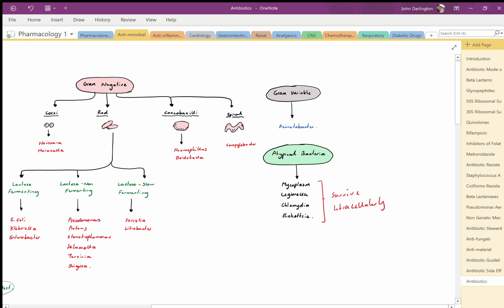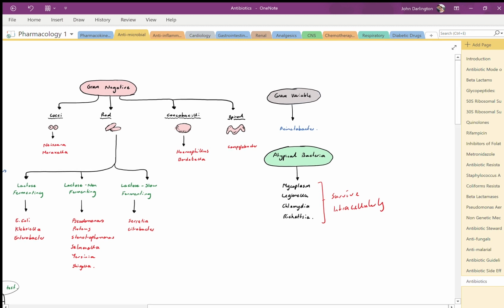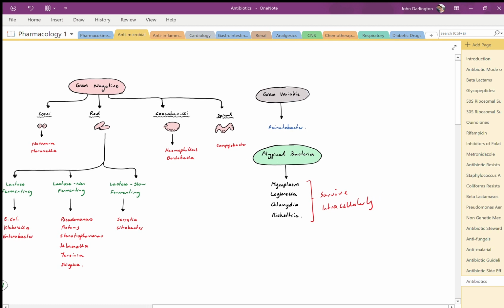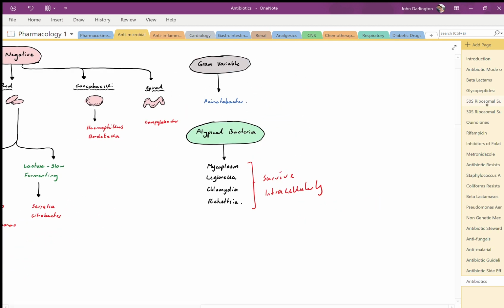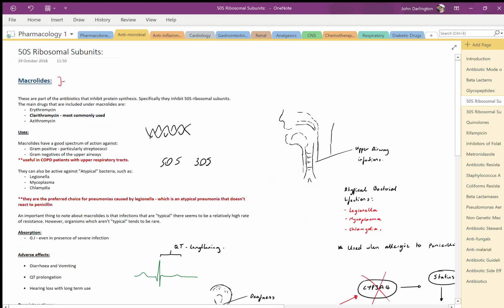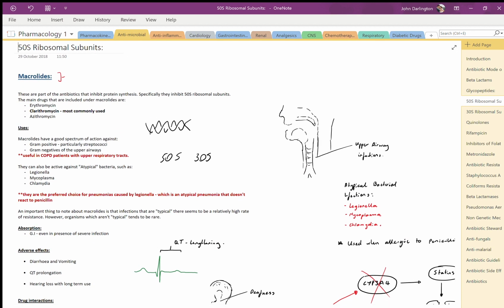And so giving them a cell wall inhibitor such as a beta-lactam wouldn't work on them. And the reason is because it would have to get through our cell membrane first in order to reach them. And of course, they can't get through the cell membrane. And so you have to give these sort of drugs which work inside the cell, which will pass through our cell membrane and affect them.